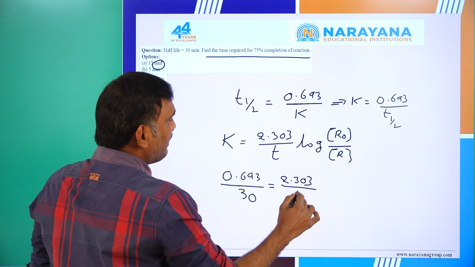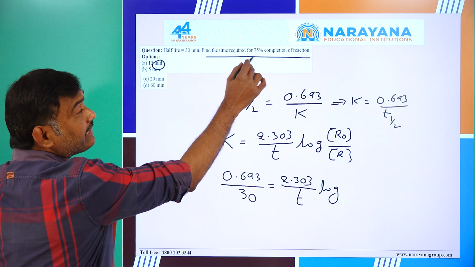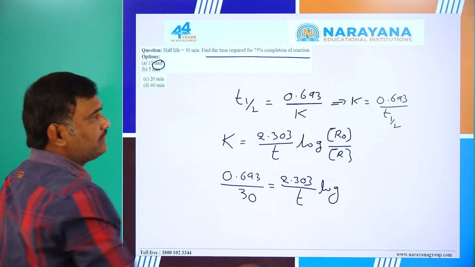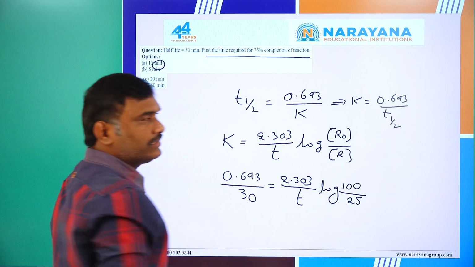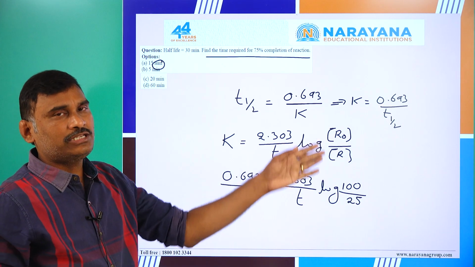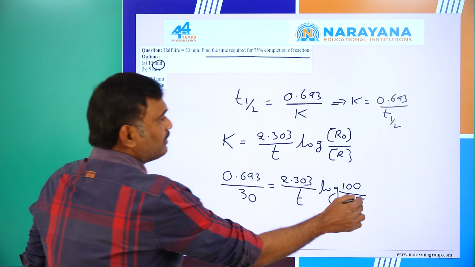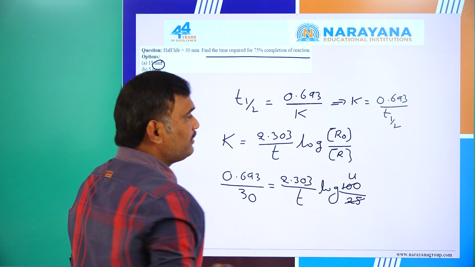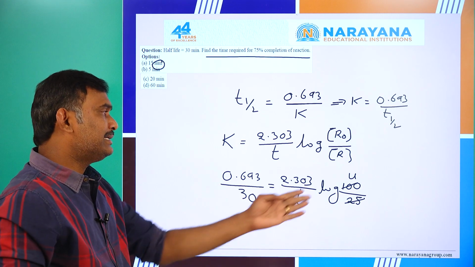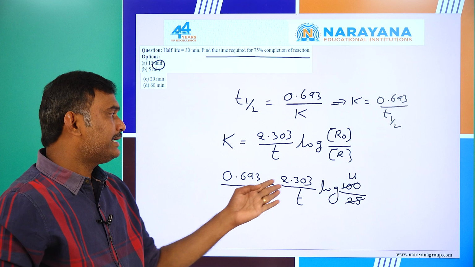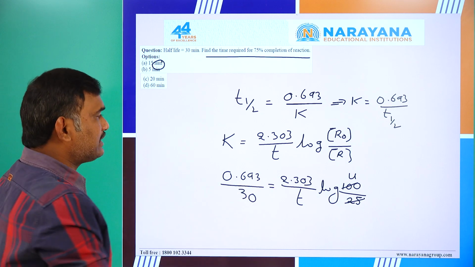2.303 by time and log of... Okay, find the time required for 75% completion. That means 100 by 25, since after 75% completion, the amount of reactant present is 25. 100 by 25 is 4, so log 4. Log 4 is nothing but 2 log 2. So 2.303 into 2 log 2 you can write. Then t is equal to 60 minutes.